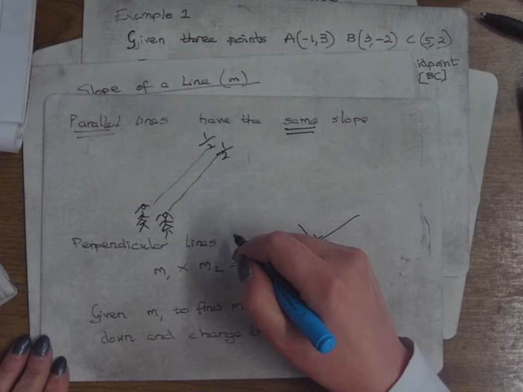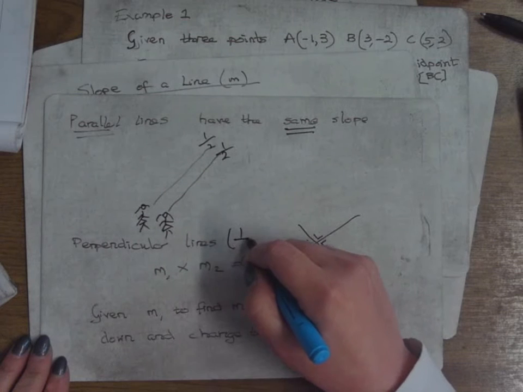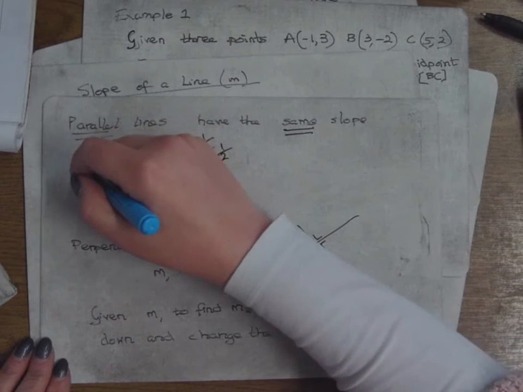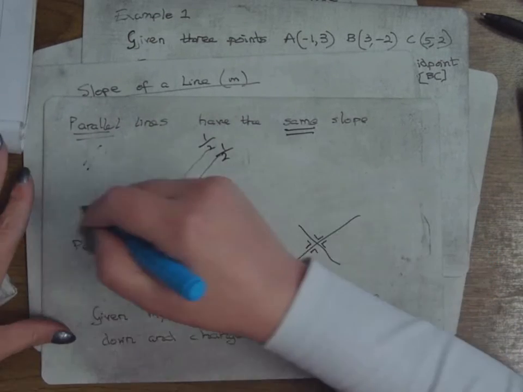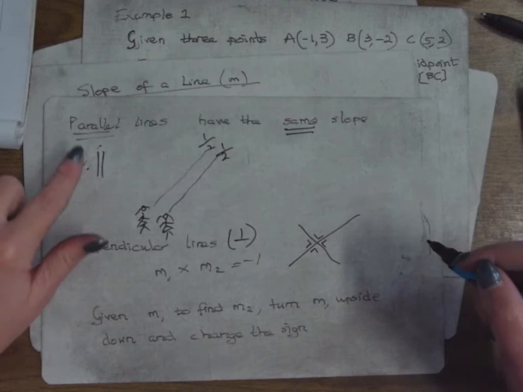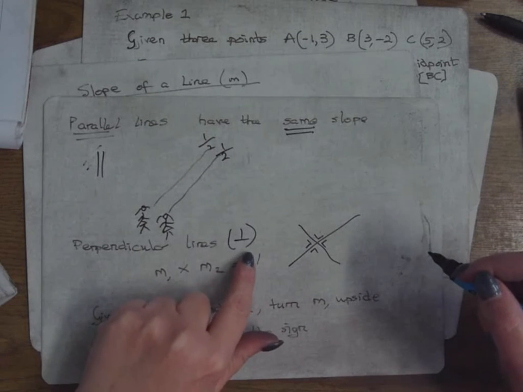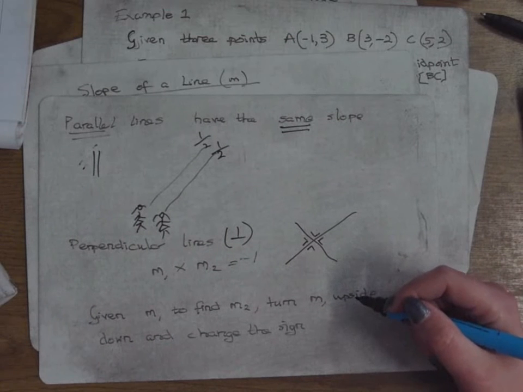Maths people don't like writing words, so perpendicular is an upside down T, girls. That's the symbol for perpendicular. Parallel, girls, is 2 straight lines. Actually, they normally do them slanted. So 2 straight lines like that. That's the shortcut of writing parallel. This is the shortcut for writing perpendicular, an upside down T, and 2 straight lines for parallel. Is that alright?